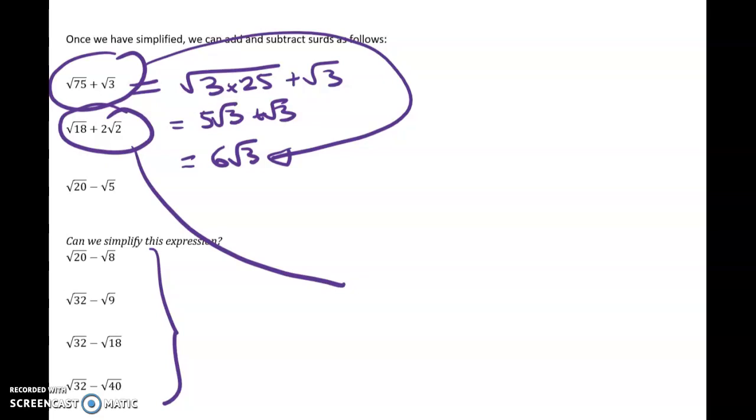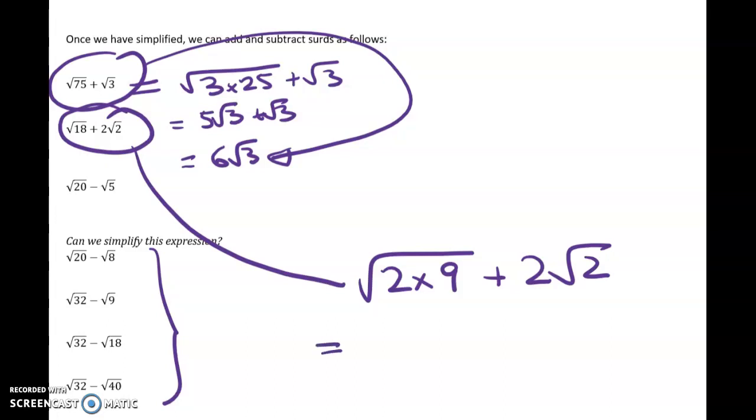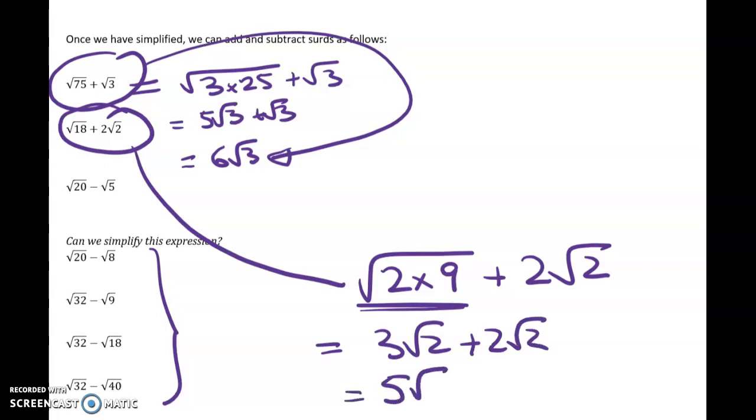Okay, the square root of 18 is the square root of 2 times 9, plus 2 root 2. So what have I got here? This one simplifies to 3 root 2 plus 2 root 2, which gives me 5 root 2, and so on. So you can have a look at these. Some of these will simplify, and some of them won't simplify. They're only going to simplify where I've got apples and apples, or bananas and bananas.